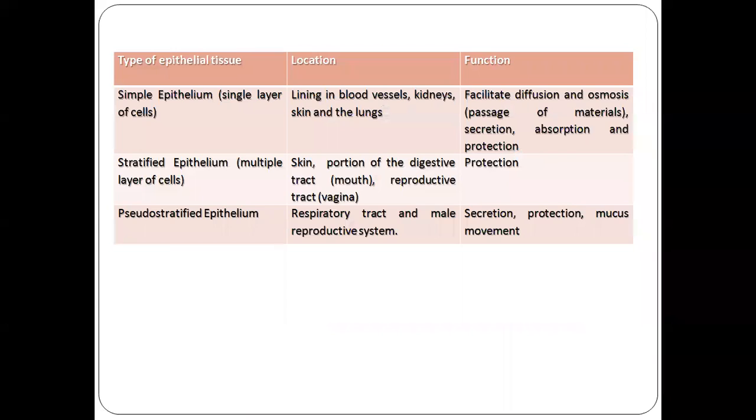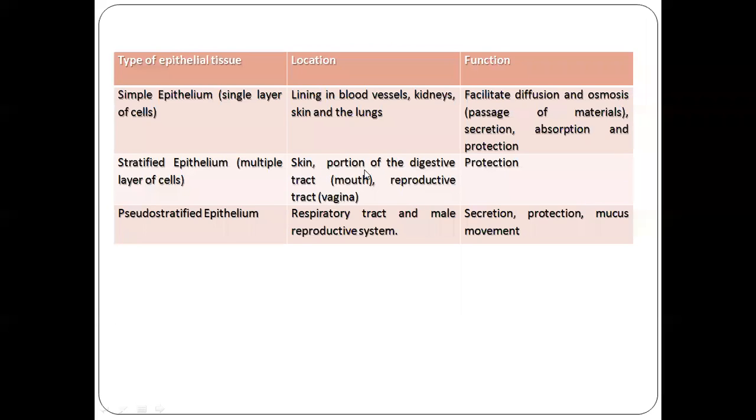The type of epithelial tissue, the location, and the function. So for example, we have some simple epithelium that is a single layer of cells. We find it in the blood vessels, kidneys, skins, and lungs. Function: facilitate diffusion and osmosis. So passage of material or water, or osmosis is the pass of water from one side of the cell to the other side of the cells according with the gradient concentration, de acuerdo al gradiente de concentración. Secretion, absorption, and protection.